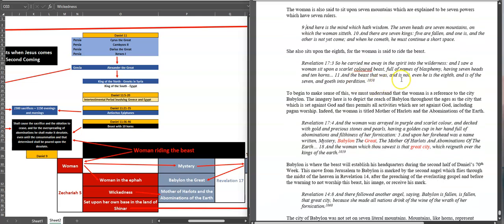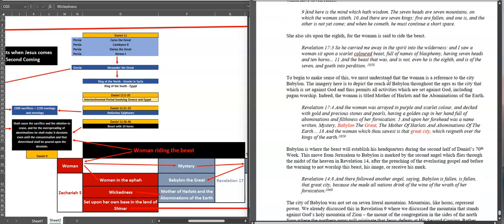Revelation 17:3, he carried me away in the spirit into the wilderness, and I saw a woman sit upon a scarlet-colored beast, full of names of blasphemy, having 7 heads and 10 horns. And the beast that was and is not, he is the 8th and is of the 7 and goeth into perdition. So there's a lot of control aspect that we are to understand of this woman. Not only does she direct kings and kingdoms, she directs people, and she directs the beast, who is going to be the final ruler, similar to the 7 who came before.